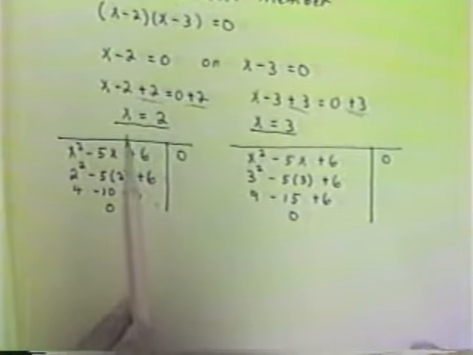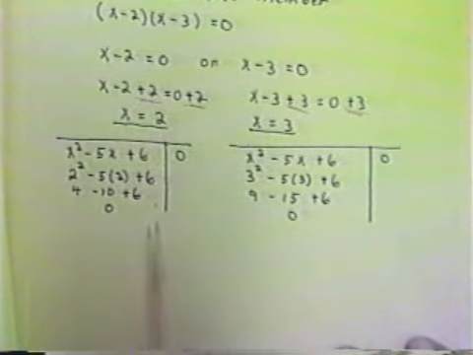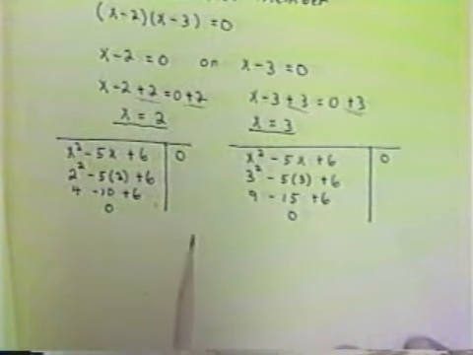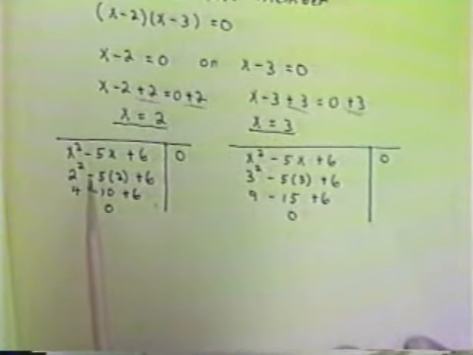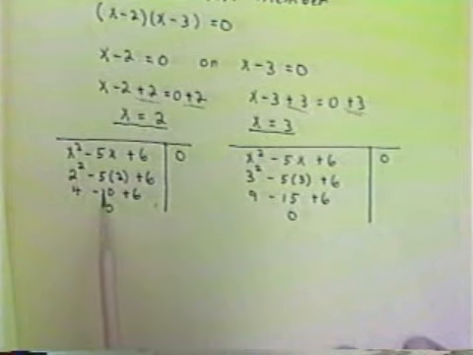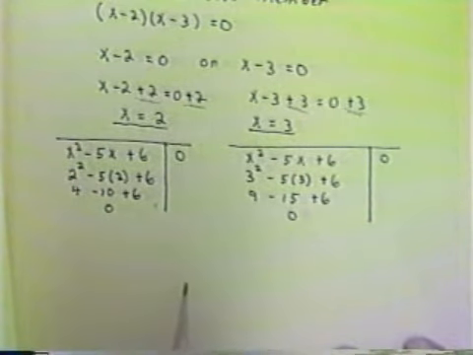Let's check first of all, x is equal to 2. Well, I'm going to substitute into the original equation, which was x squared minus 5x plus 6 is equal to 0. I replace x by 2 to have 2 squared minus 5 times 2 plus 6. 2 squared is 4. 5 times 2 is 10. 4 minus 10 is negative 6. Negative 6 plus 6 is 0.